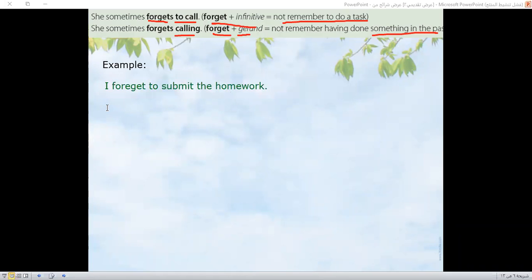Okay. Then we have, if I said it with the ing, I forget submitting homework. Meaning that maybe it has passed the deadline and I forget that I didn't submit the homework. So I forget submitting the homework. It means that I didn't do the homework. But when I say I forget to submit the homework, it means that I don't focus on the time. I just focus that I didn't do this task.